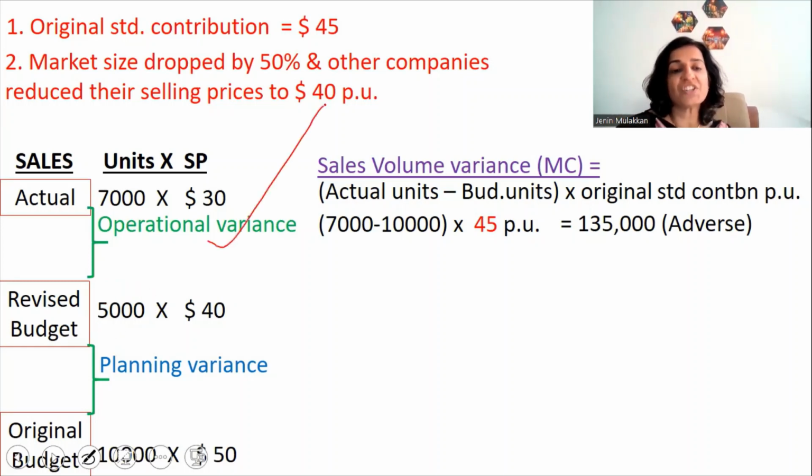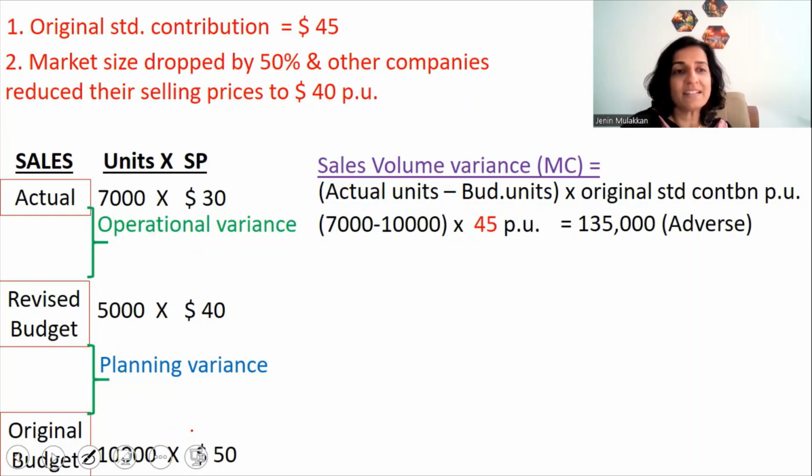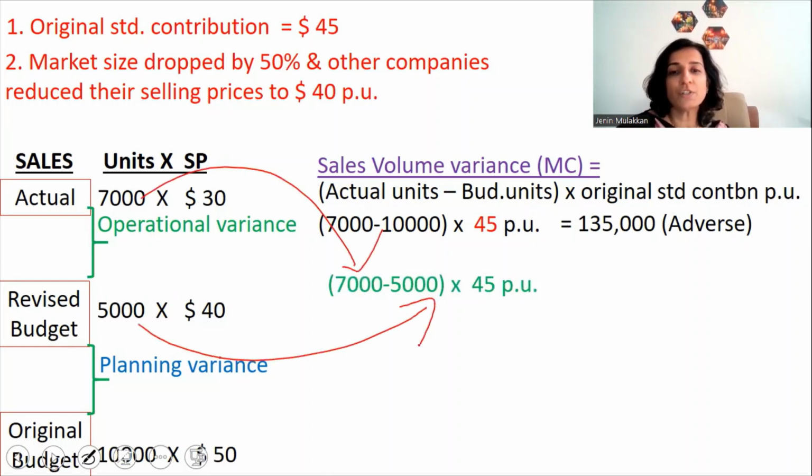Now coming to the operational variance part. We have to compare the actual units with the revised budgeted units, because only then the evaluation will be correct, because 5,000 units is after taking into consideration the dropped demand due to COVID. So in the original formula, what did we do? It was actual units minus budgeted units, that is 7,000 minus 10,000. In the operational variance, we will compare 7,000 and 5,000. So the answer will be 7,000 units minus 5,000 units multiplied by the original standard contribution of $45 per unit.